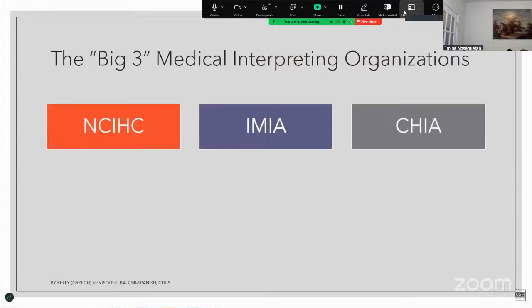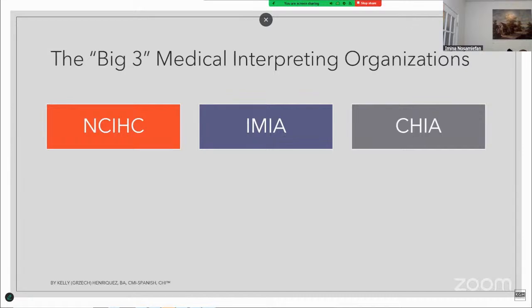So real quick, let's take a peek at and compare the different codes of ethics for medical and healthcare interpreters. We're told to be familiar with all 3 codes of ethics from these organizations. So we have the NCIHC, the IMIA, and CHIA. Now, does anyone know what the acronyms for these organizations stand for? That's kind of the first part here, really important, because these are really big organizations and they do a lot for the field of medical interpreting.